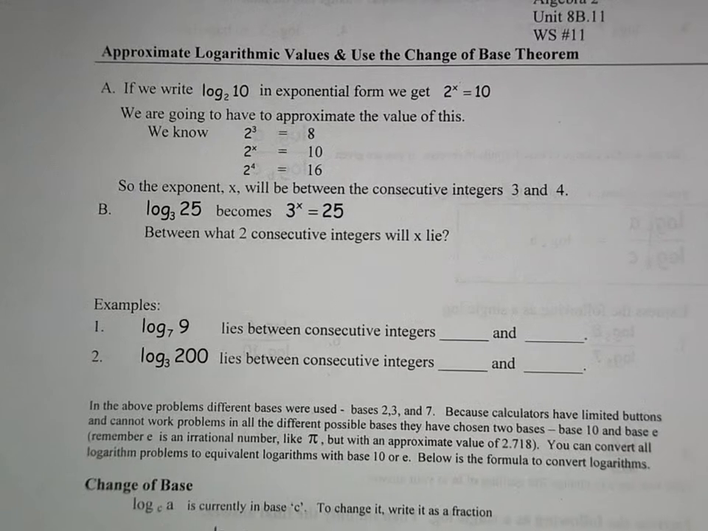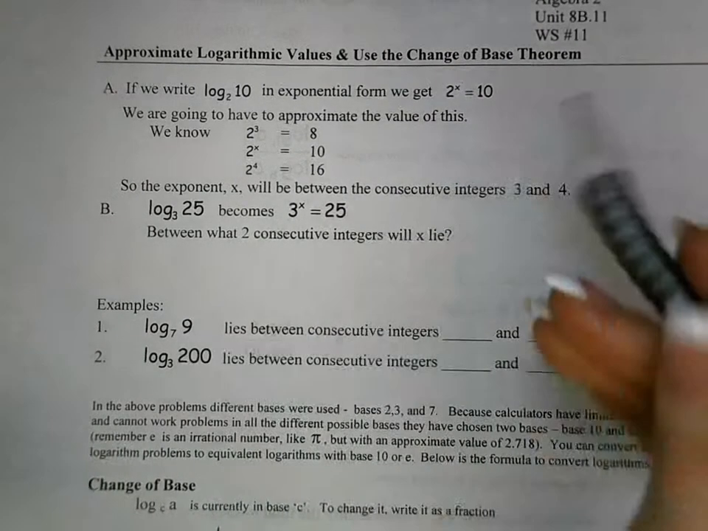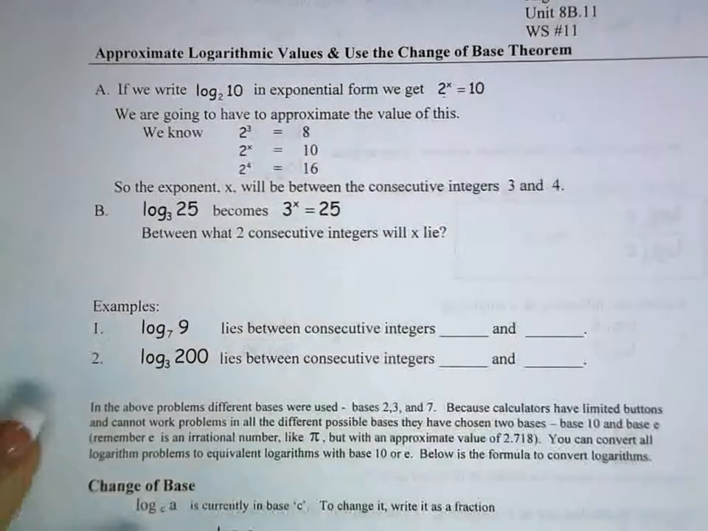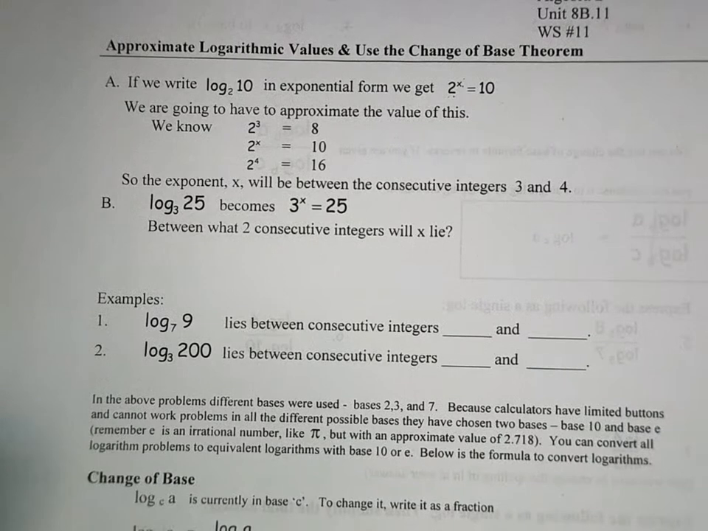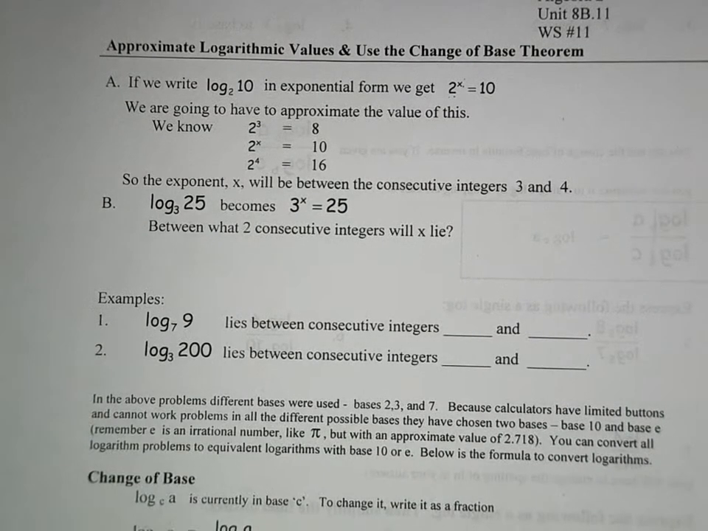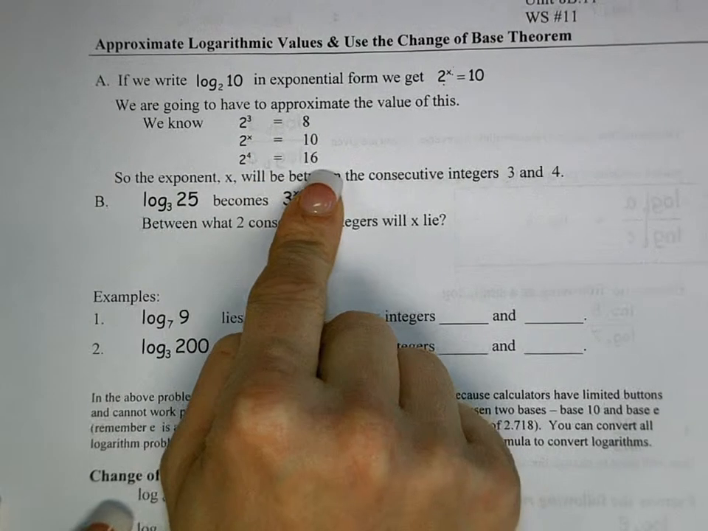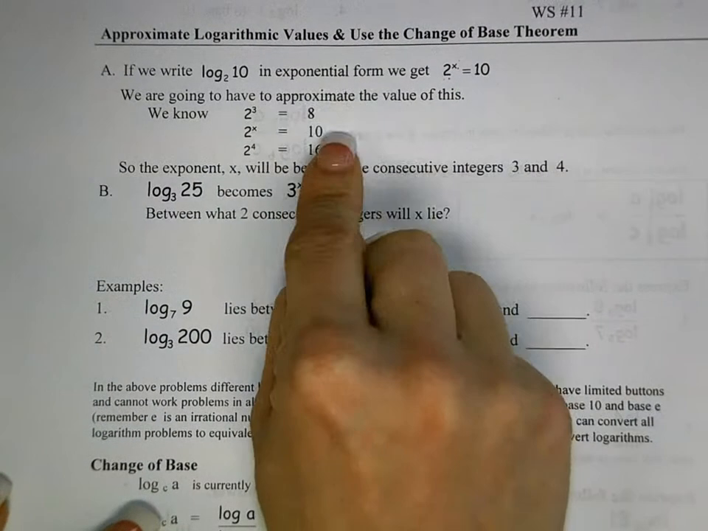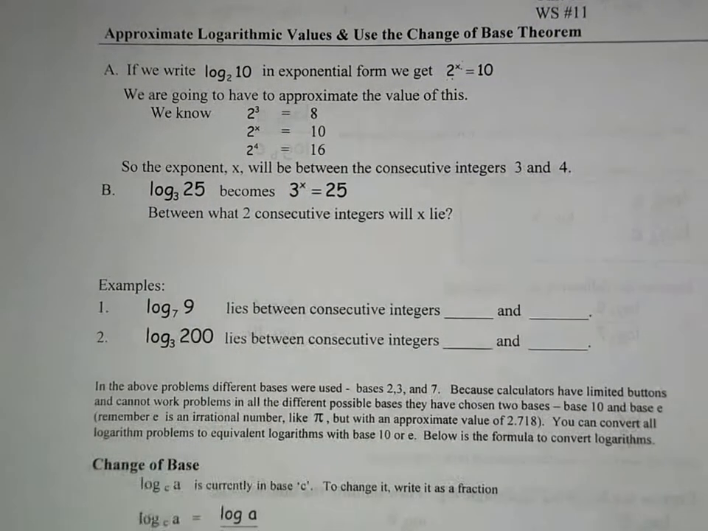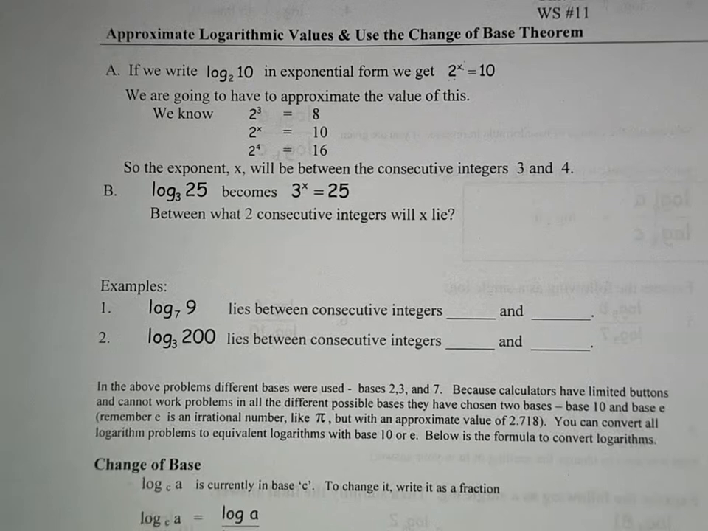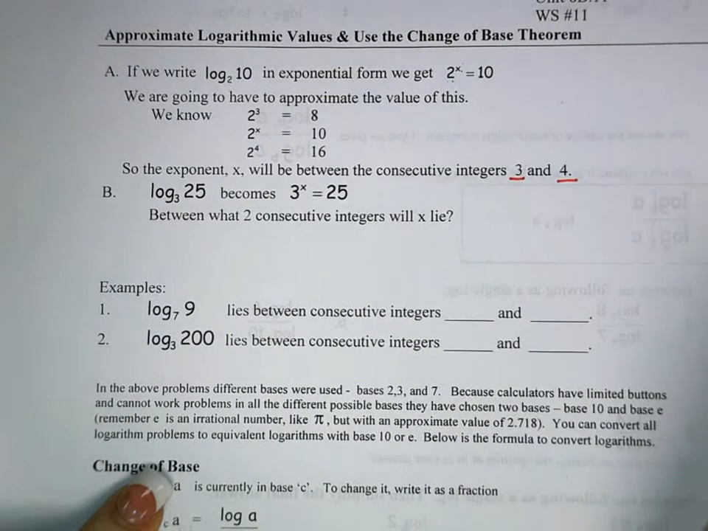If we wanted to know what is x, there is no way for us to find that out unless you put it in exponential form. Do we know what exponent on 2 makes 10? No, we don't know that, but we can approximate. You do know that 2 to the third is 8, 2 to the fourth is 16. So would we all agree that 10 is somewhere in between 8 and 16? Yes. Now, the question here is actually asking you for the exponent. So the exponent would be between the consecutive integers 3 and 4.